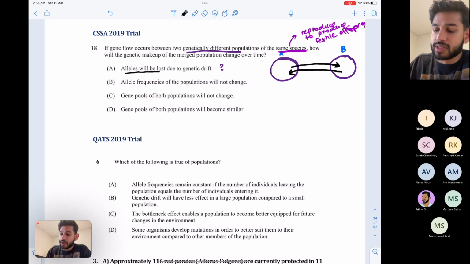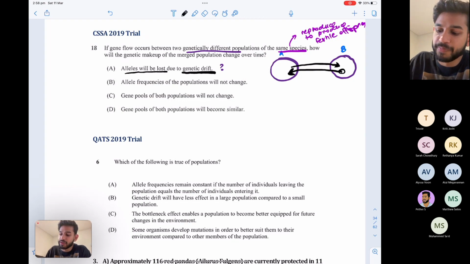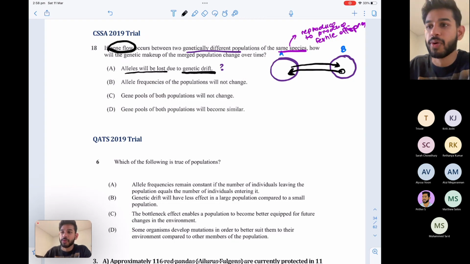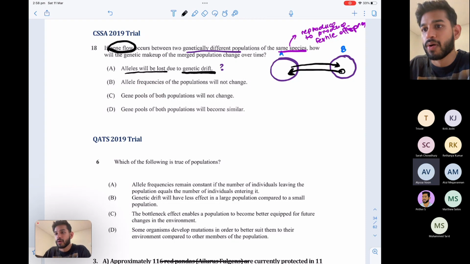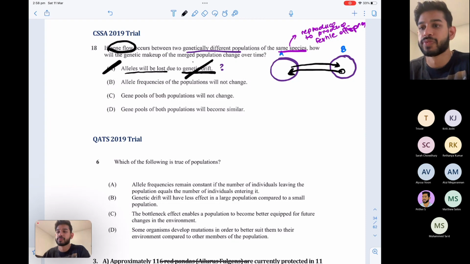Alleles will be lost. Now, this is completely right. When organisms move out of a population, alleles will be lost. But Alyssa, will they be lost due to genetic drift or due to gene flow? Due to gene flow. Good. So that's why this option is not right. Does that make sense? So we need to be very critical of every single option. Next, going to Rathania. B.